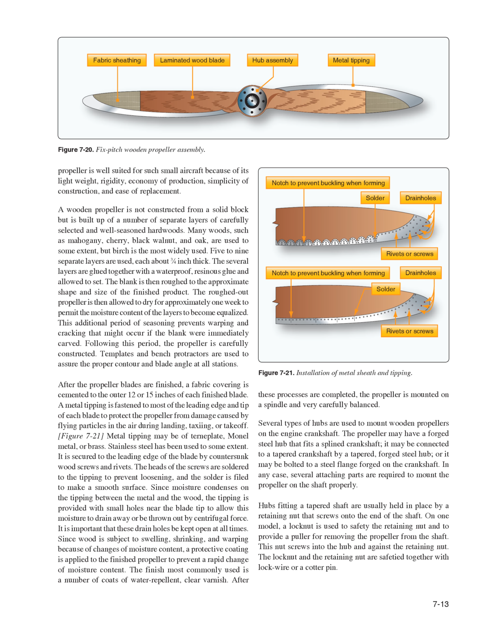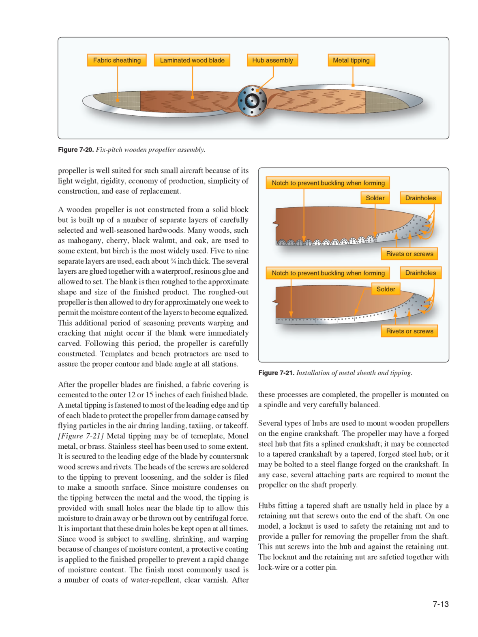After the propeller blades are finished, a fabric covering is cemented to the outer 12 or 15 inches of each finished blade. A metal tipping is fastened to most of the leading edge and tip of each blade to protect the propeller from damage caused by flying particles in the air during landing, taxiing, or takeoff. Figure 7.21, metal tipping may be of terneplate, monel metal, or brass.